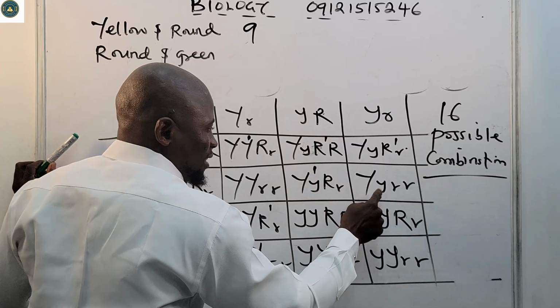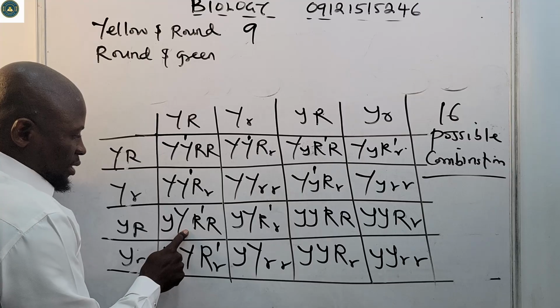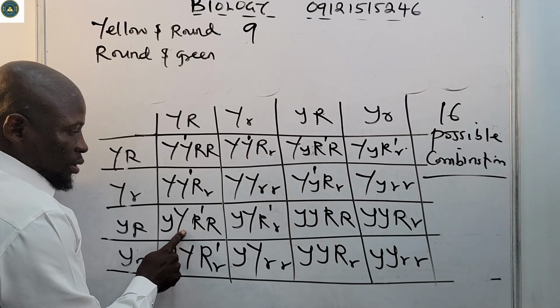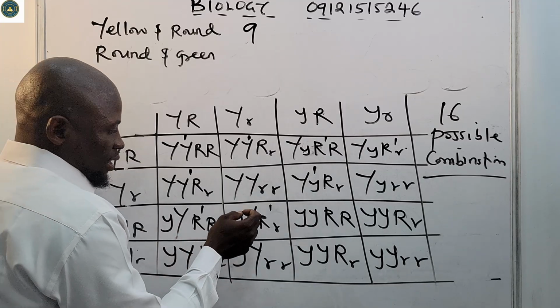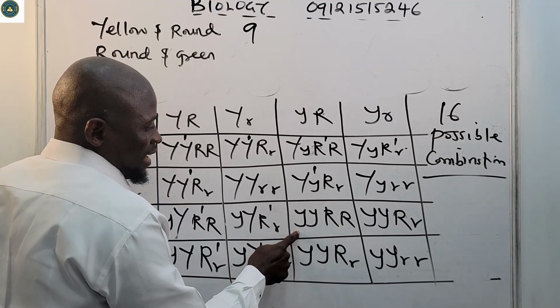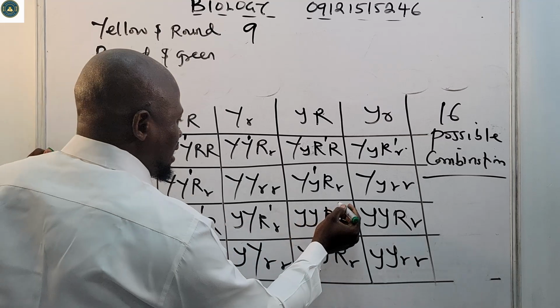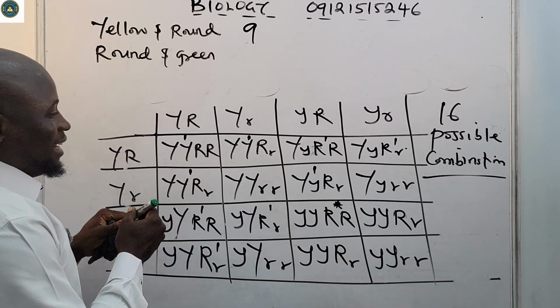So this one is also what? Yellow and wrinkled. This is what? Yellow. Okay, and round. Oh, sorry. This also, no. We are done with this. Now, this is what? Green and round. We're looking at green and round. So we have found one. Let's asterisk it. Okay, green and round.